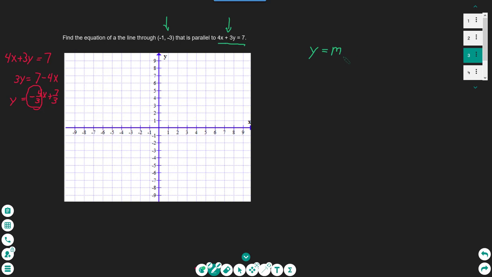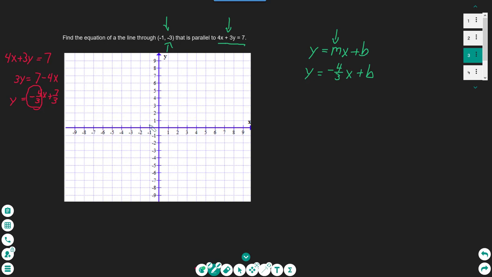So for our new line that we are trying to create here, we will just write down our formula here, y equals mx plus b. The slope has to be the same slope as our line that's parallel to it, so it's going to be the -4/3. So y is equal to -4/3 x plus b. Now, we need to figure out what that b is.